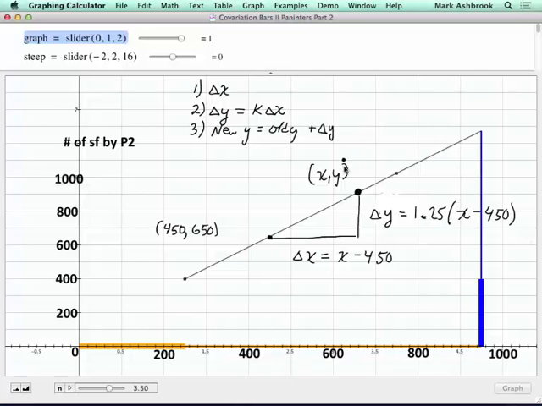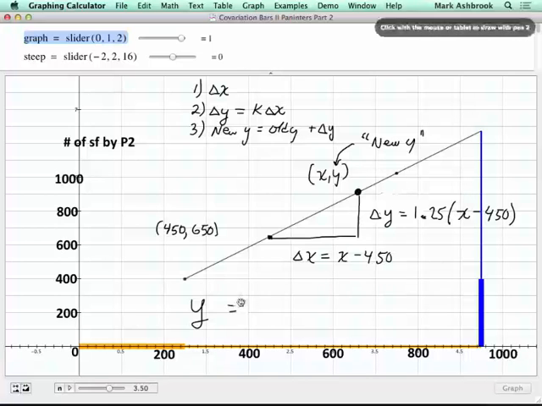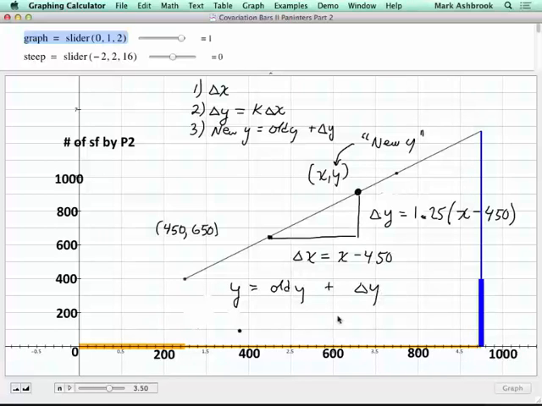Finally, what are we after? This is like the new y, right? And the new y equals old y plus change in y. So here we go. y equals, old y is 650.